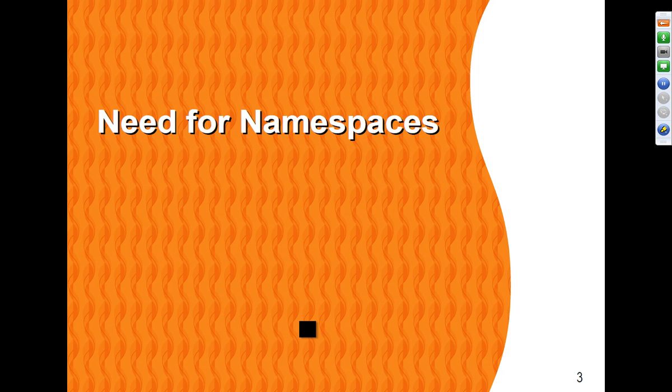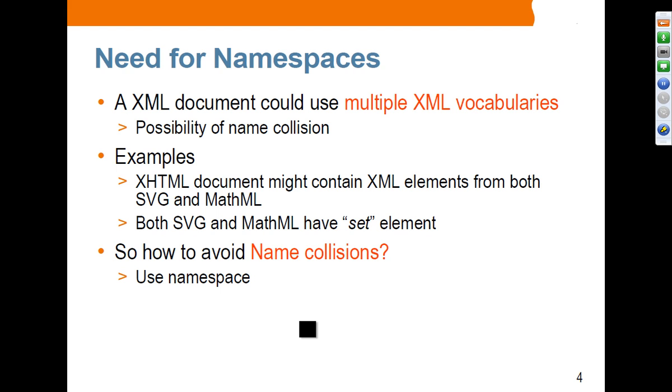So let's talk about the need for XML namespaces. If you have written any Java programs, you know there is a concept of package, and package in Java programming space provides the namespaces so that there is no collision. Even though you have classes, they might have the same name because they belong to different packages. There is no possibility of collision, and that's the same reason why we want to have XML namespaces.